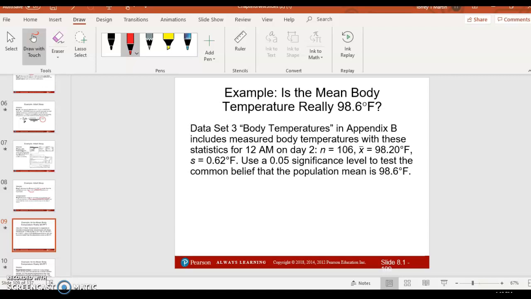Now, the language we want to look for is that they said the population mean is. So by saying that, well, let's get our null out the way. So we know our null is going to be that the mean is 98.6, and because they say population mean is, we want the mean is not equal to, so this is going to be a two-tail test. Okay, so let's go ahead and test that.